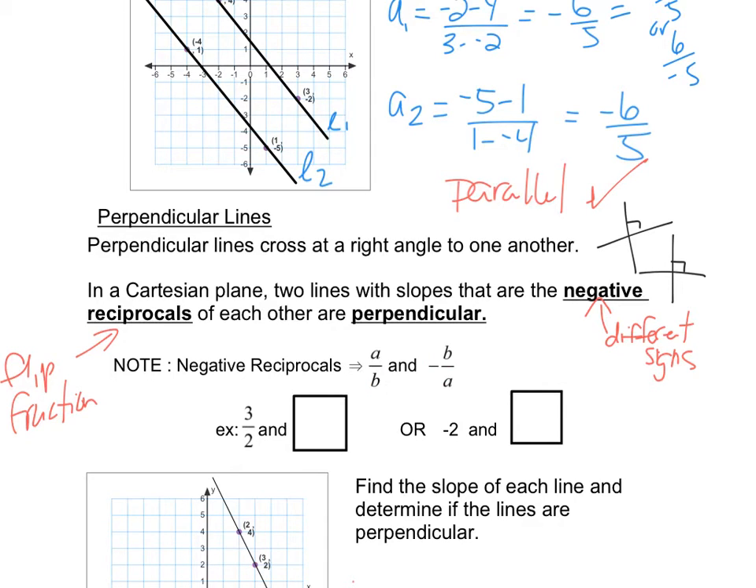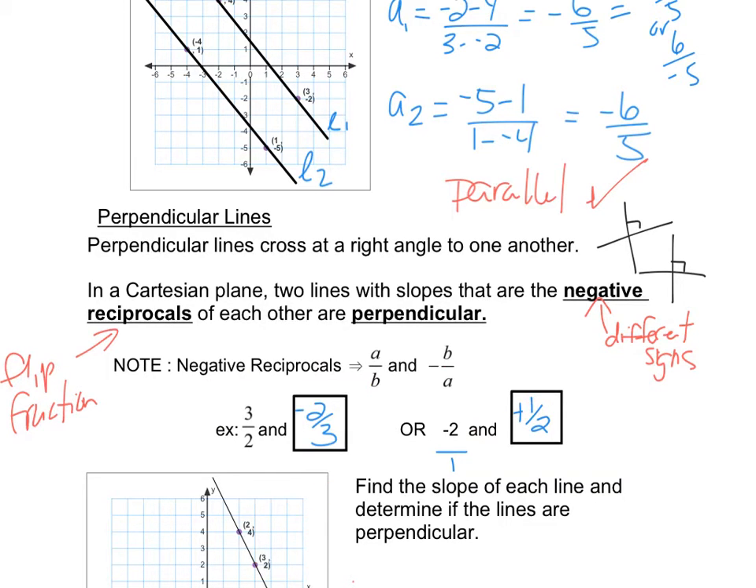So if I look at these two examples, if I have a slope of 3 over 2, to find the negative reciprocal of this, well, we flip the fraction, we change the sign. So it was 3 over 2, now it's 2 over 3, and we change the sign, so the slope is negative. In this next example, we have a slope of -2. Find the negative reciprocal. Well, -2, that's like saying -2 over 1. So I flip that fraction, it becomes 1 over 2, and I change the sign. Well, since it was negative, now the slope is positive.